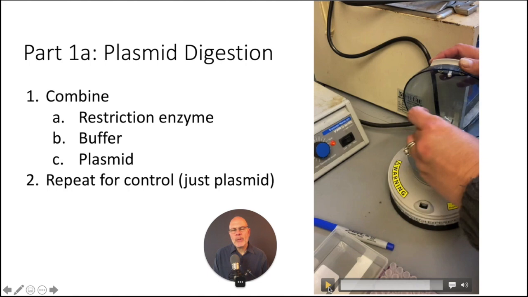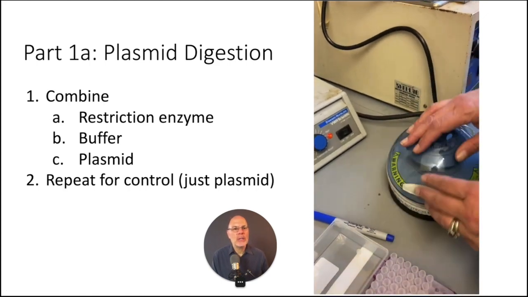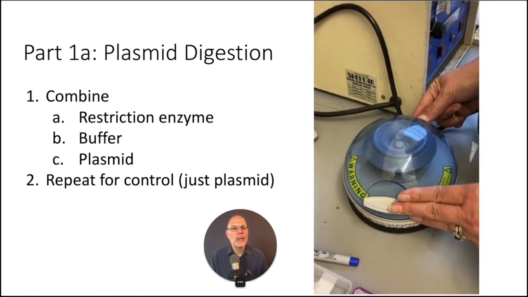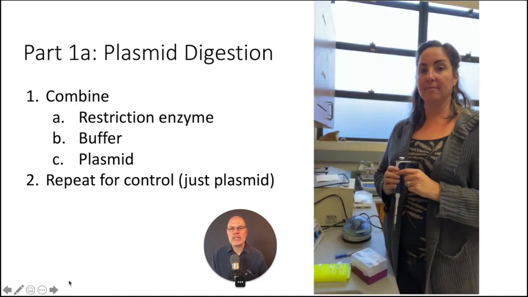Okay, so one thing I want to emphasize is that everything we do twice. We're doing it once for our experimental group, which has the restriction enzyme, the buffer, and the plasmid, and then just the control, because we want to see what happens if we electrophorese the plasmid without having broken it down with the restriction enzymes. And now she's spinning the whole thing down in the centrifuge, and there we go. Okay, so that's how you do a restriction digest.